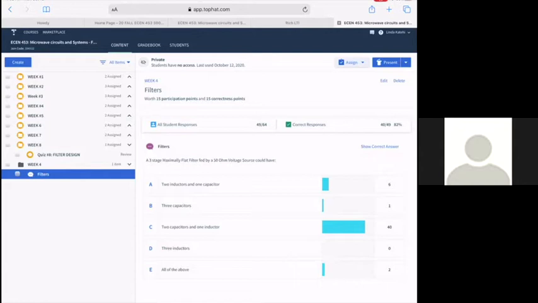In three stages, if you start with a capacitor, you're going to have one capacitor, one inductor at the center, another capacitor at the end. So two capacitors, one inductor, as opposed to the opposite, which is in A. Two students did all of the above, which is incorrect. You cannot have three capacitors only or three inductors and have a maximally flat filter.